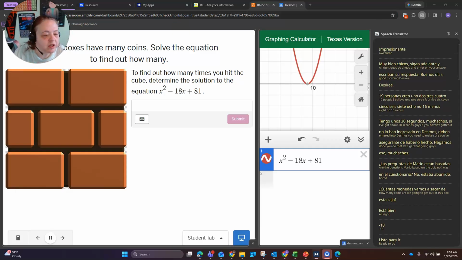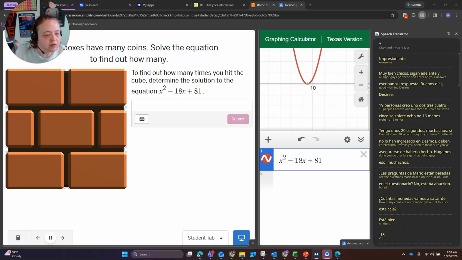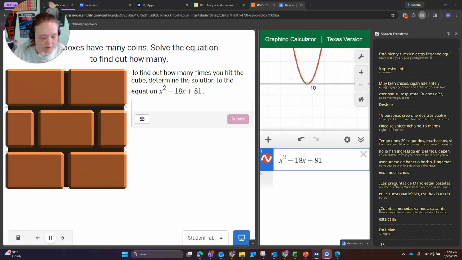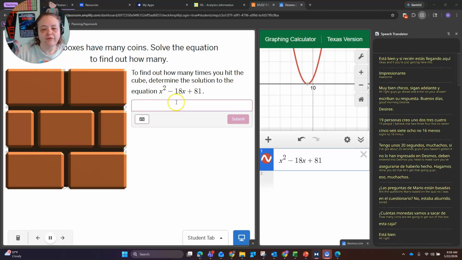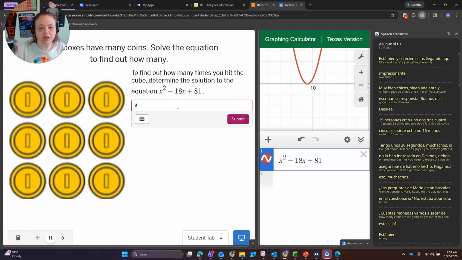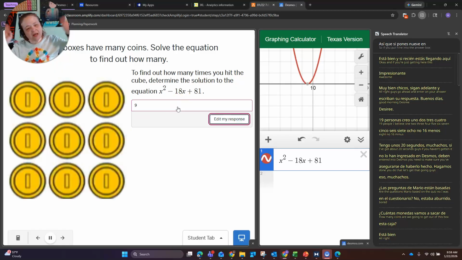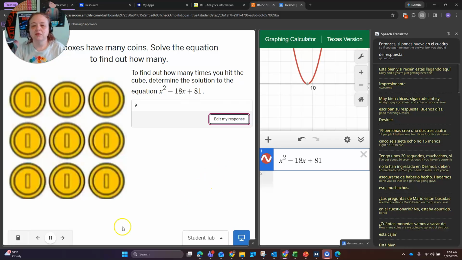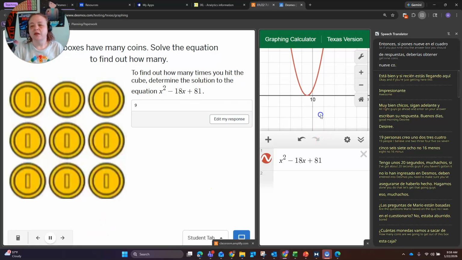Okay, if you're just getting here, that's right, I'm doing this from the teacher view. So if you put 9 into the answer box, you should get 9 coins. Yay, 9 coins. Woohoo, good job, guys.